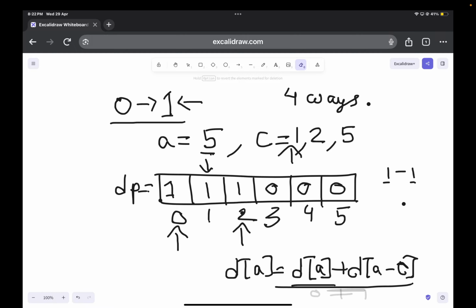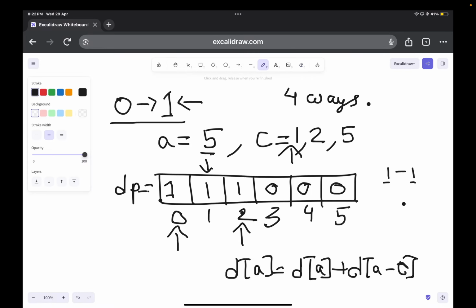For 3 amount, what will be the case? Just think logically. I am asking you 3 rupees. You have just 1 rupee notes. How many ways can you give? One way: 1 plus 1 plus 1. There is no other way you can give me because you are having just 1 rupee notes. Am I clear? Yes, sir.